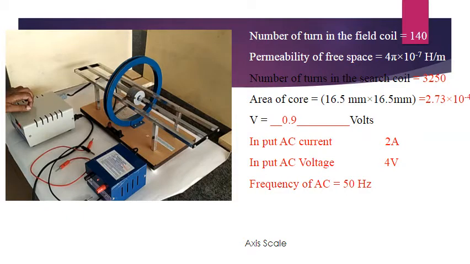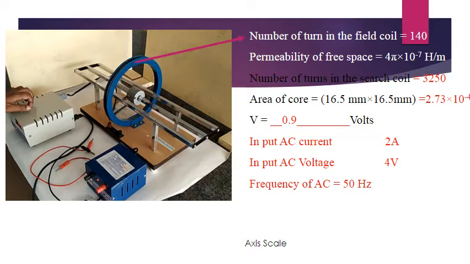Let's understand where the primary coil is and what the number of turns will be, where the secondary or search coil is and the order of its number of turns, and where the AC source and the gauss meter will be. So first, this is the primary coil, called the field coil.